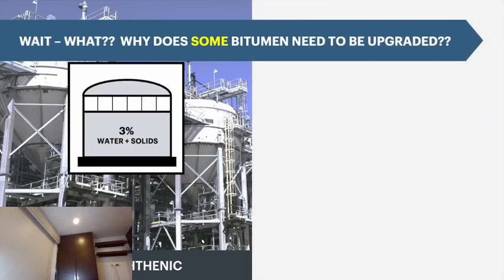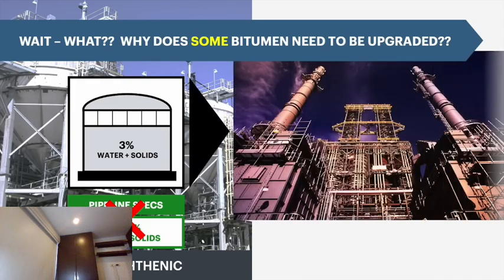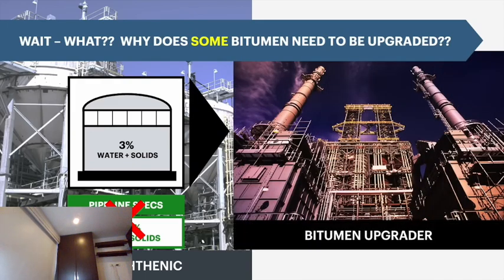Since bitumen from a traditional mining facility has too much water and solids, it can't be diluted to meet pipeline specifications, so it can't be shipped very far. This bitumen therefore has to get processed in an upgrader, which is usually located very close to the mine site.